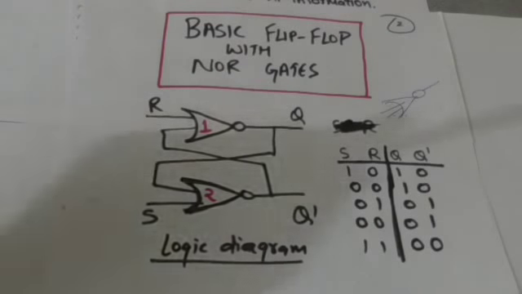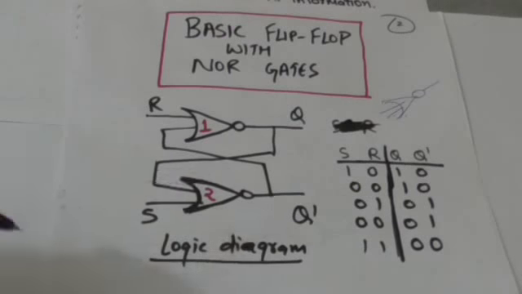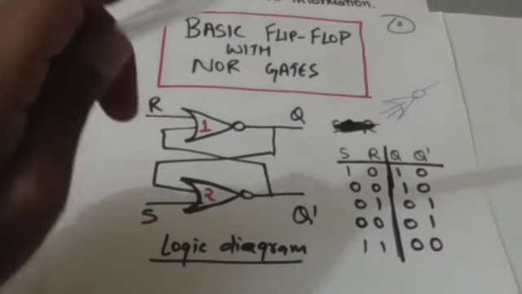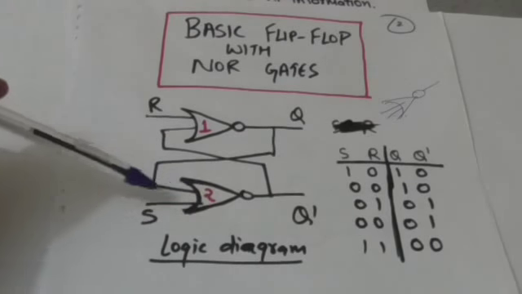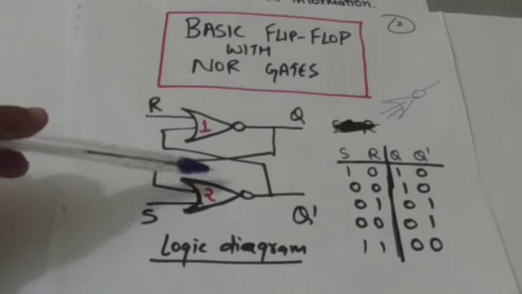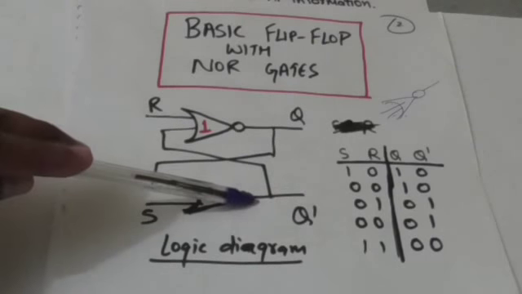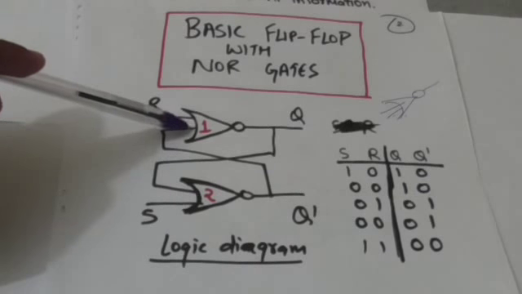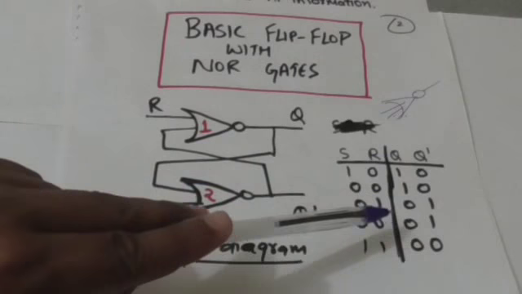Now, after this, when R becomes 0 and S remains 0, the output will remain the same, because Q is equal to 0, which is connected to the input of gate 2. So both inputs of gate 2 are 0. Therefore its output, that is Q', will remain 1. Q' is connected to the input of gate 1. So the output of gate 1, that is Q, will remain 0.